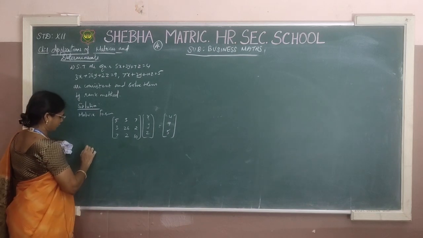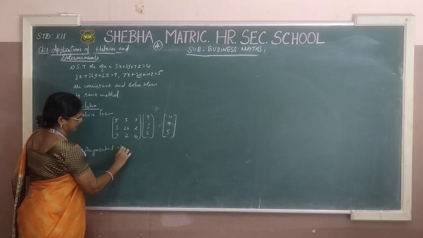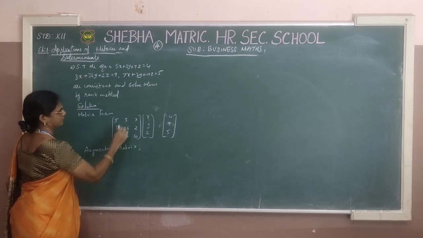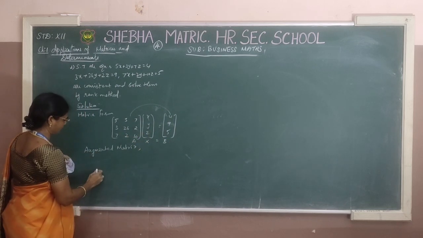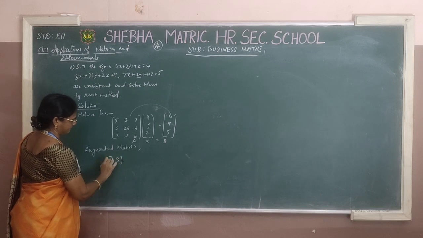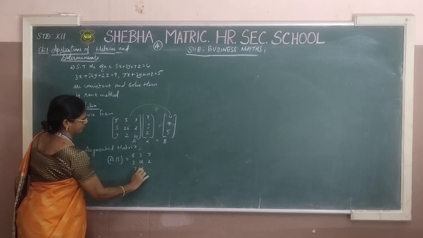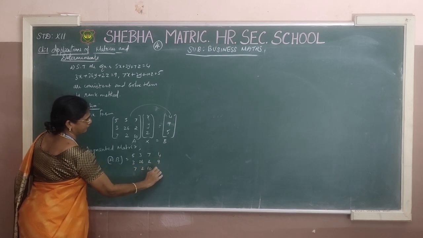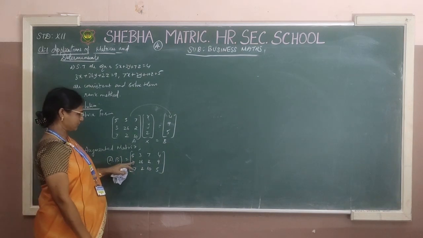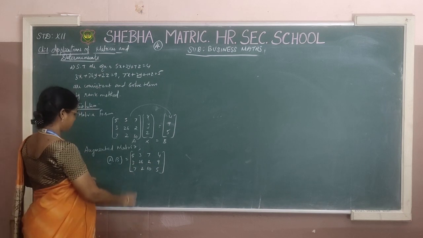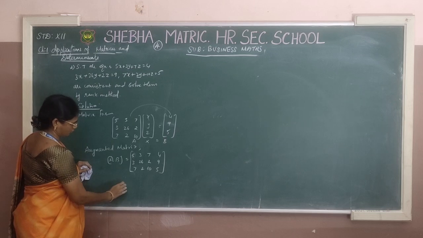The next step is to write the augmented matrix. Combine these two. This is our A and this is our X equal to B. Combining these two, we get the augmented matrix: 5, 3, 7, 3, 26, 2, 7, 2, 10 and 4, 9, 5. This is our augmented matrix. Now we are going to transform this into echelon form. How to transform? First you check whether the first element is 1 or not. This is 5.